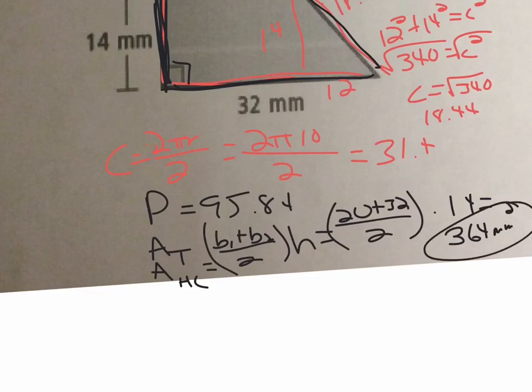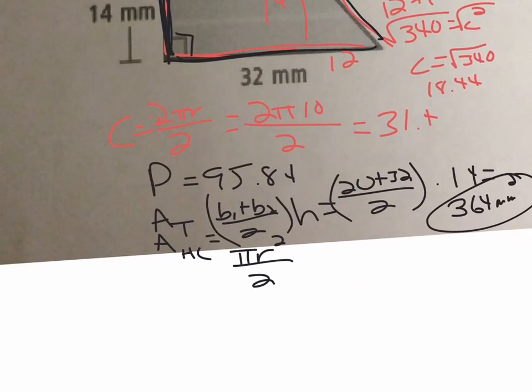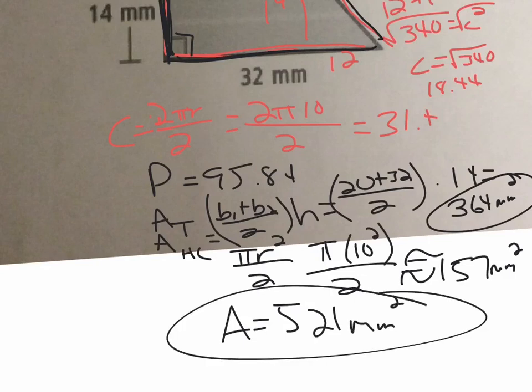Now I have to find the area of the half circle, which would be pi r squared divided by 2. So my radius is 10 because the whole thing across would be 20. So I have pi times 10 squared divided by 2, which gives you 100 times 3.14 divided by 2, which gives you 157 millimeters squared. Approximately, not exact. Okay, and then we add those together, 364 plus 157, which ends up, my whole area of that composite figure is 521 millimeters squared. All right, that is composite figures.